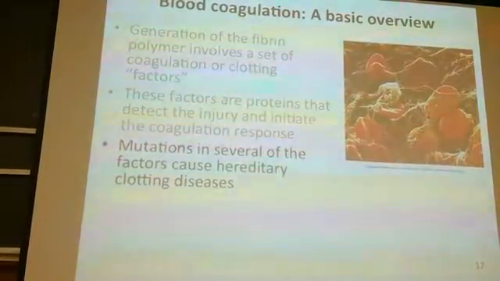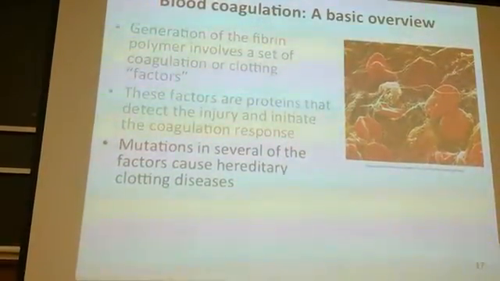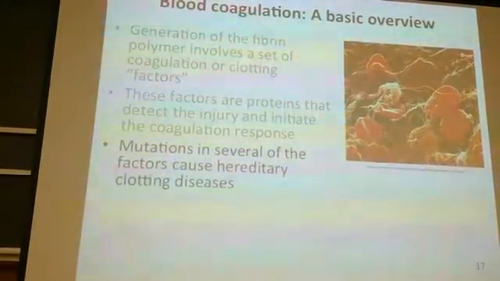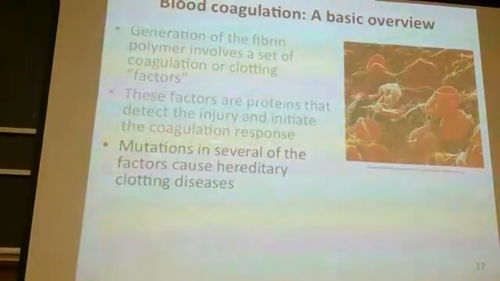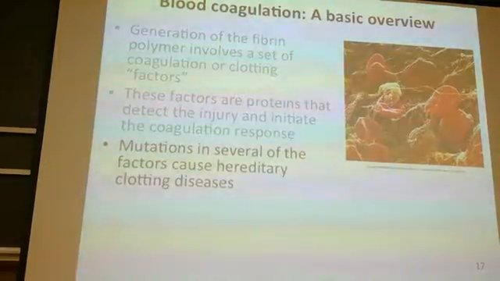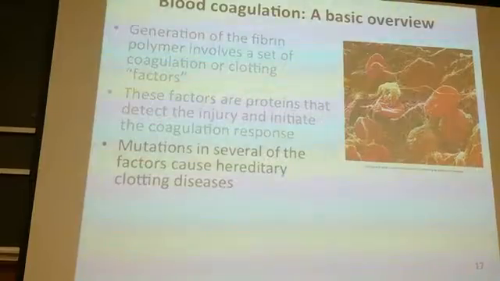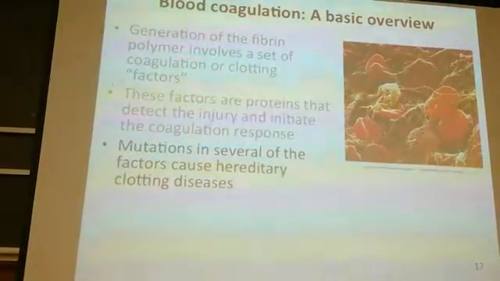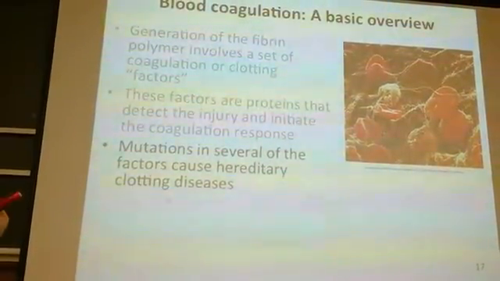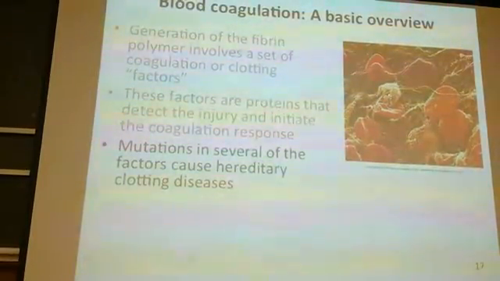Importantly, mutations in several of these factors cause very severe hereditary clotting diseases, so forms of hemophilia. And there's a lot of interest from the pharmaceutical side to address these diseases. Mostly the therapies are around producing recombinant purified factors for injection into the blood. But there are some companies like Sangamo, which is here in the Bay Area, working on gene therapy approaches to introduce corrected factors back into the body. And that would essentially cure the disease, which would be really exciting.